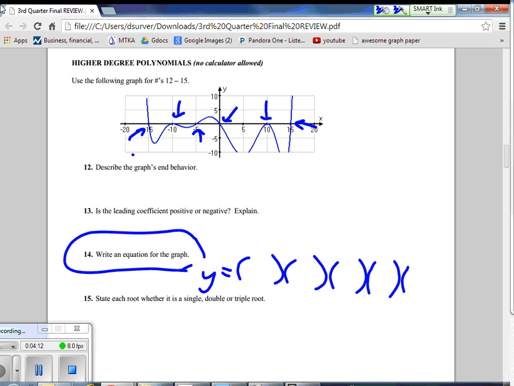3, 4, 5, 6. Okay. Now, this one is at negative 15. Do I put x minus 15? No, x plus 15, because a negative 15 has to go in and solve it.